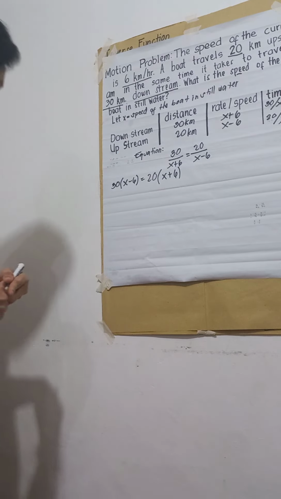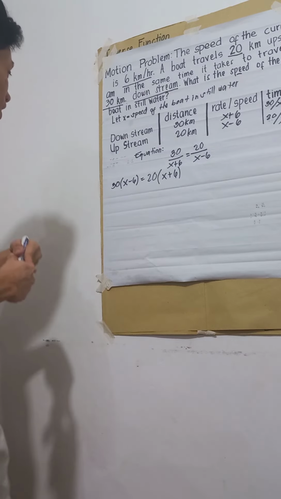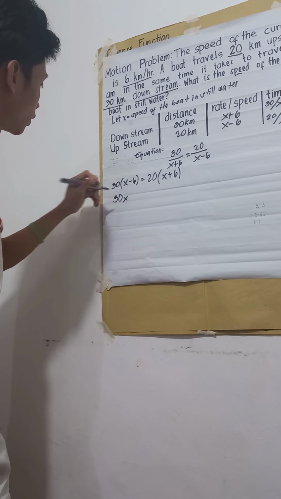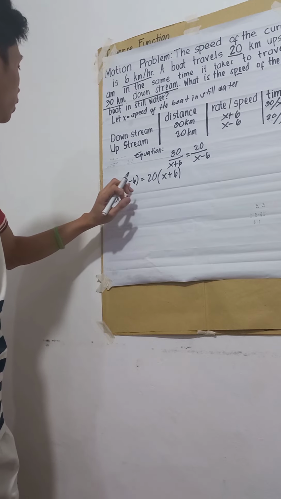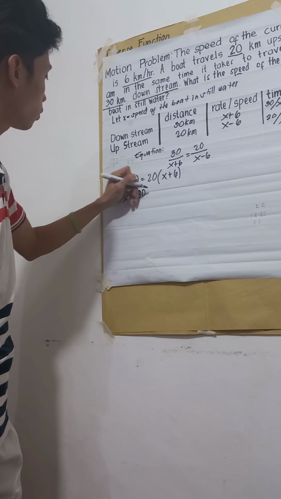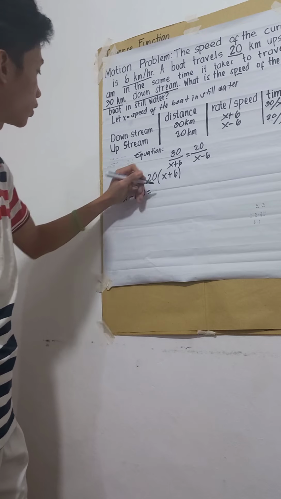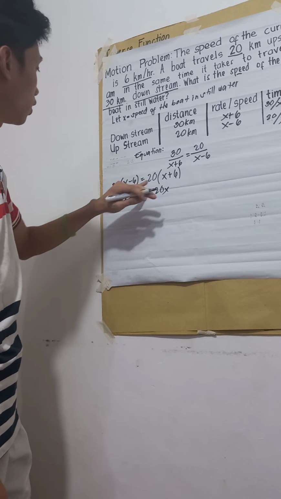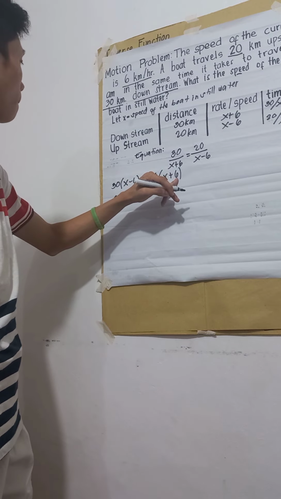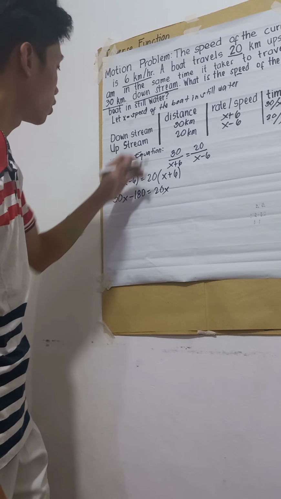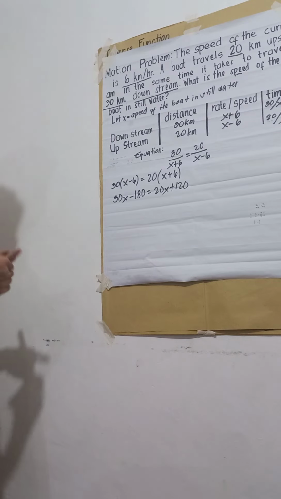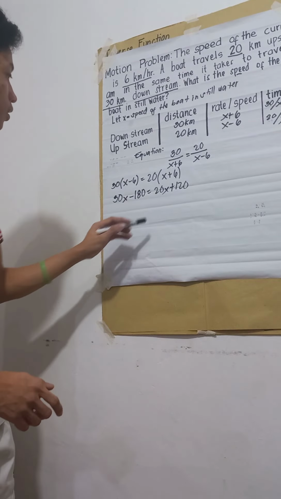So now we're going to simplify. So that would be 30x, 30 multiplied by negative 6 is negative 180, equals 20 multiplied by x, 20x, and 20 multiplied by 6 equals 120. So now we're going to simplify it.